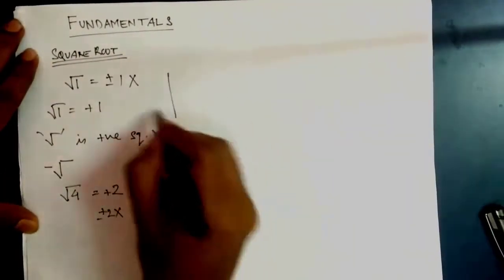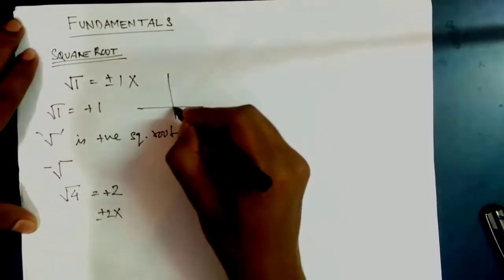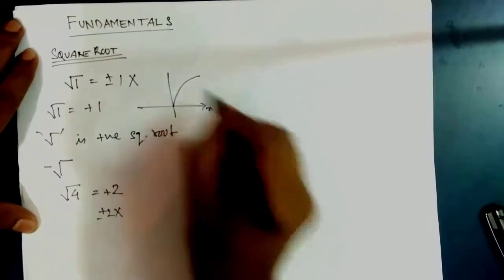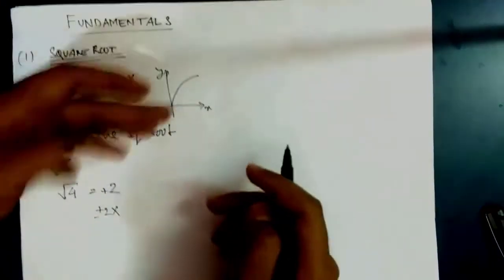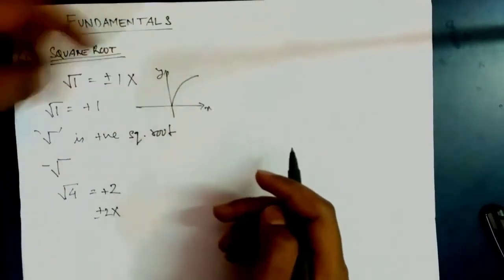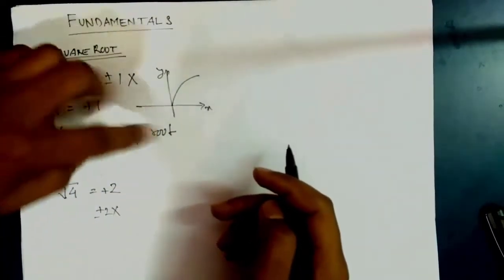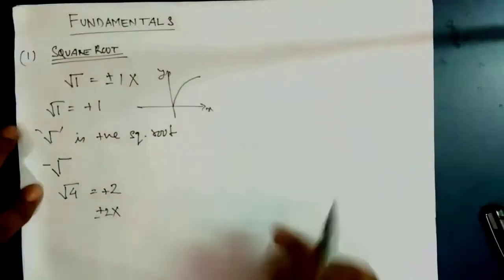Actually, let's see here. The graph of under root x looks like this, in the x-axis and y-axis. This is the x-axis and this is the y-axis. Since you can see the graph is not negative, its value will never be negative. Don't worry about this. We'll learn this later.